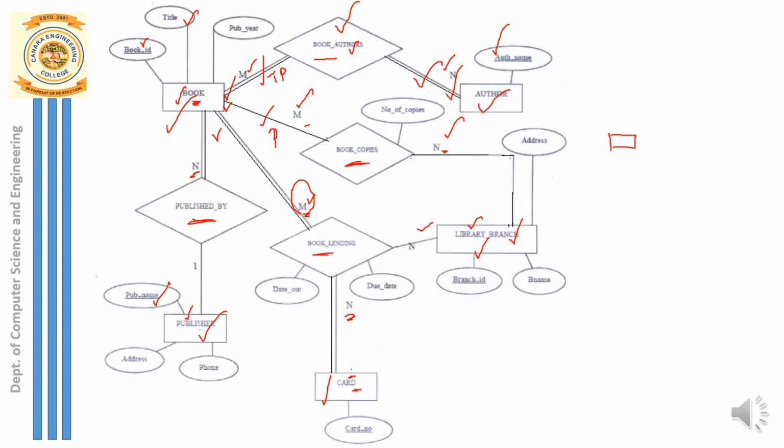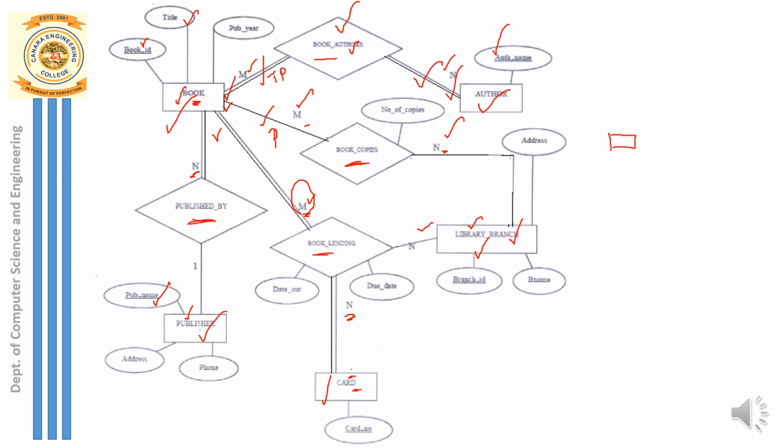Now let's see partial participation. Why is it a single line here? A copy of a book should be there in a particular library, I said. There can be a case where none of the libraries has a copy of the DBMS book. That possibility is also there, right? So it is not compulsory that a copy of the DBMS book should be in a library. So there can be libraries where a copy of the DBMS book is not there. That is why I have taken the participation constraint as partial from the book side.